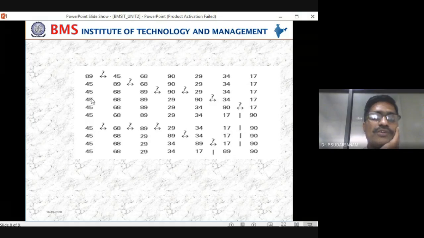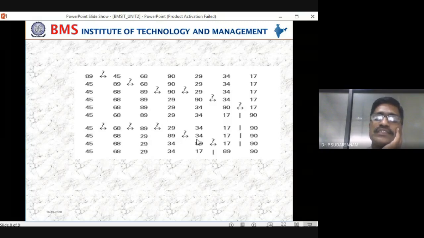No. Now 89 is less than 68? No. Sorry, the condition is 89 is less than 68, no. Now 29 is less than 89. The condition is true. These two will be swapped. So 29 and 89, coming here.